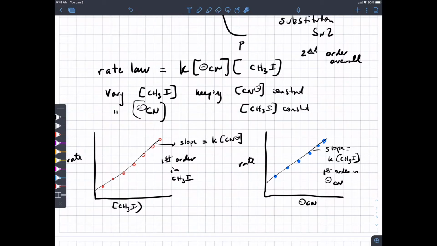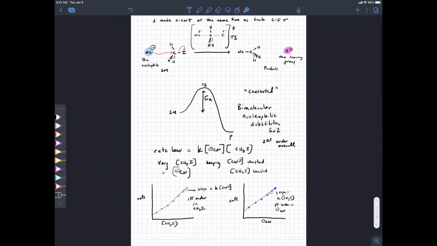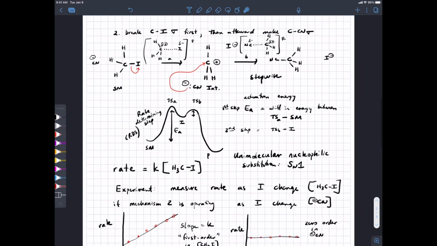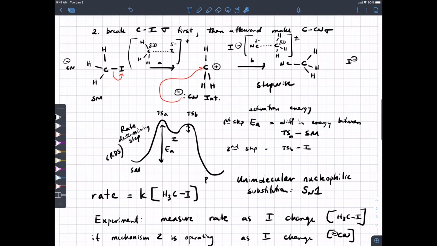And presumably the slope would vary with that too, and that would be another indicator. We can also keep CN minus, methyl iodide constant and vary CN minus, and again we would see a linear relationship. Okay, the other alternative, as we discussed, was this breaking the carbon iodide bond first.